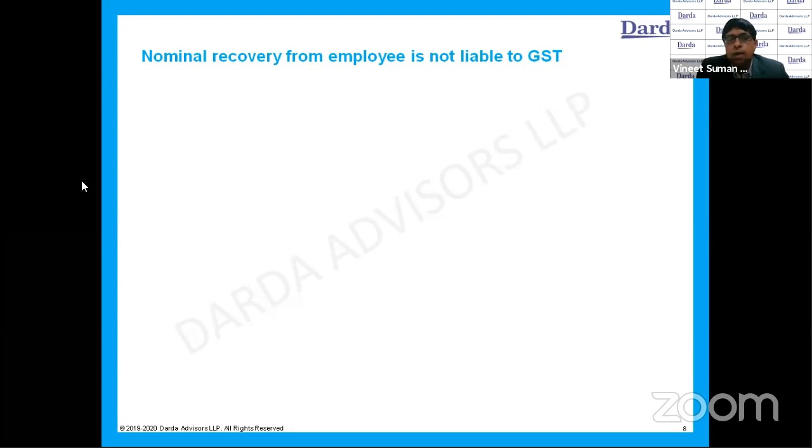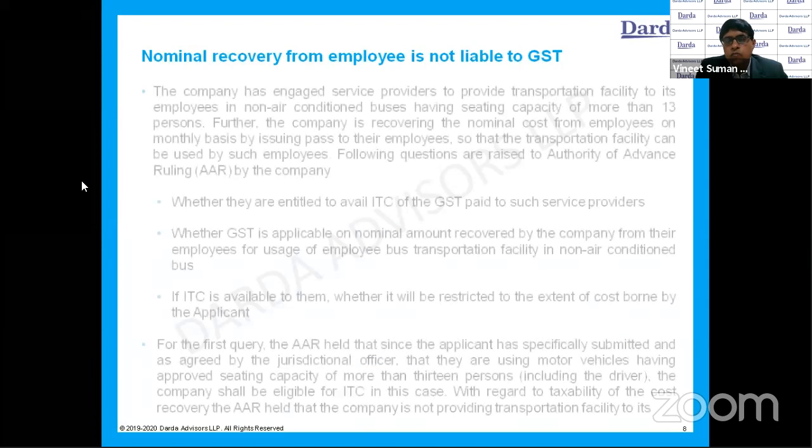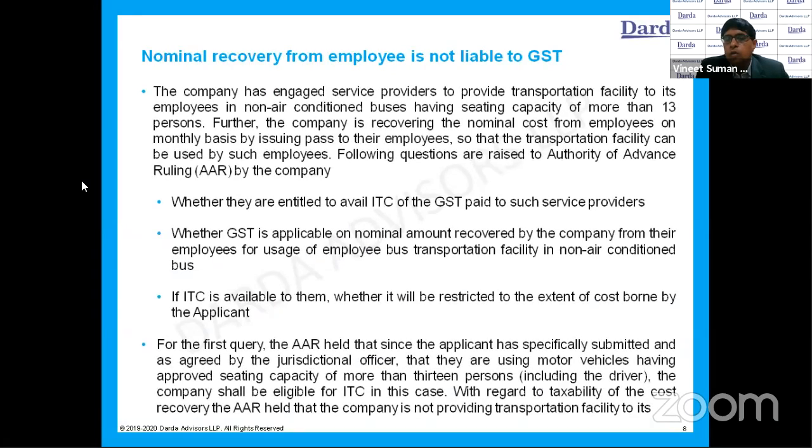The query raised by the company: we are taking services of non-AC buses of more than 13 people from our vendor, and then we do a nominal recovery by charging a coupon or similar from our employees. Whoever wants to use the facility can use that coupon, and accordingly the amount will be deducted from their salary.